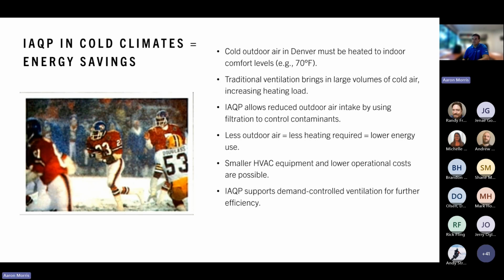Something important to mention here is that the IAQP method can be used in conjunction with demand controlled ventilation. So you could use the IAQP method to target those contaminants and reduce your minimum ventilation required, but still have the ability to open up your outside air damper and react to real-time feedback from CO2 sensors in the building. So as your occupancy changes, you can dilute that CO2 or ventilate that CO2.